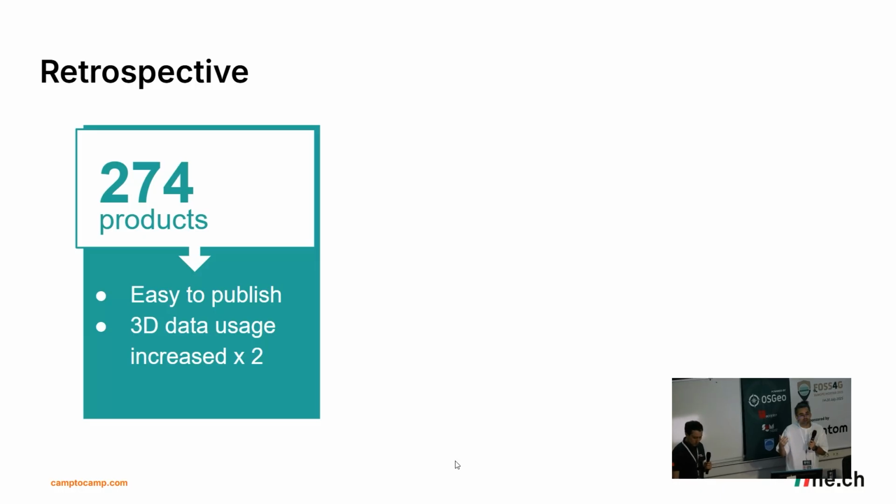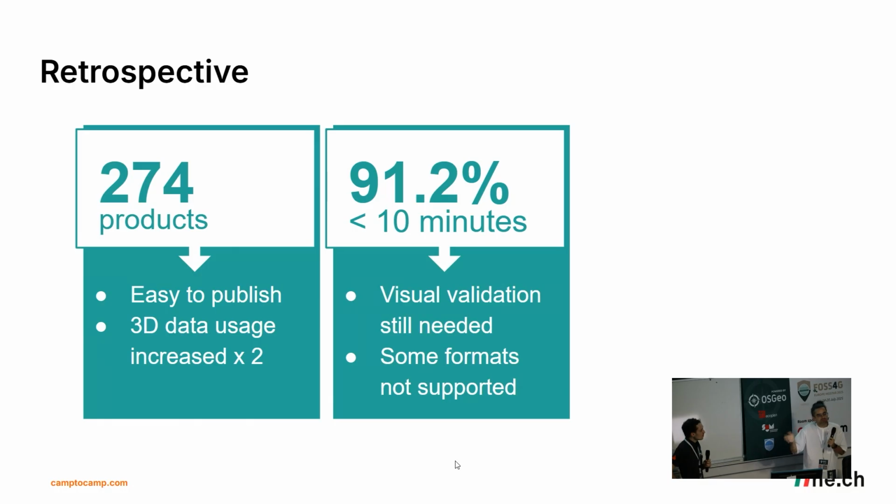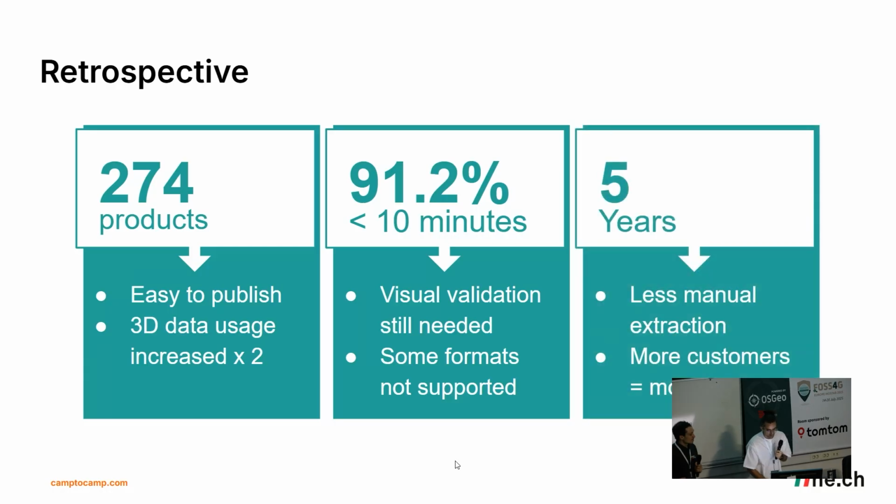We have seen that the 3D data that we struggled to promote has now doubled in usage, increasing by 2 times. 91% of the extractions are made within 10 minutes because they are automated. So what about the others? The others are because they still need manual human validation, and that's why they take a little longer. We also still have some extractions with very specific formats that we haven't automated yet. So it's been working for 5 years now.